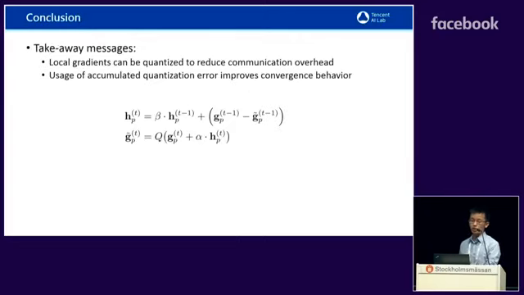So some takeaway messages. First, local gradients can be compressed to speed up training, and the usage of accumulated quantization error improves the convergence. Thank you.